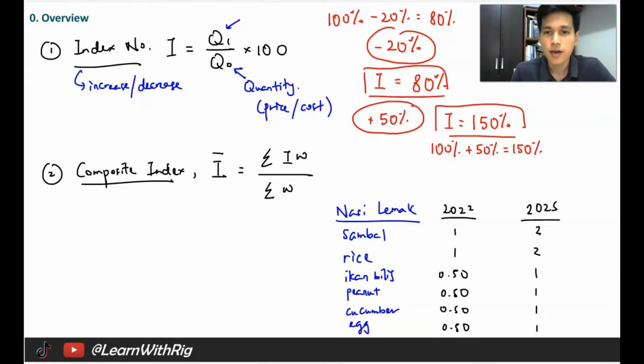Okay, so now if I ask you what is the increase in price for sambal, which formula are you going to use? Obviously you're going to use the index, the first one. Why? Because they are only asking for one product. But if they are asking what is the price increase of nasi lemak, now in this case, nasi lemak consists of so many different products, correct?